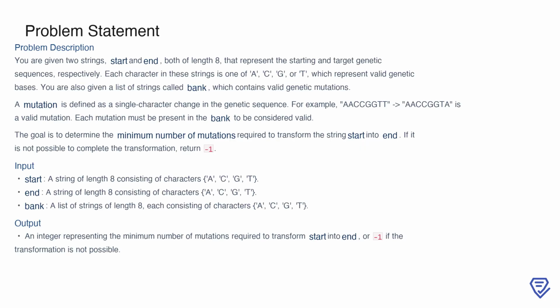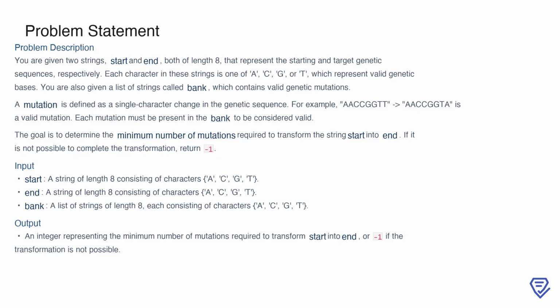In this problem, you are tasked with finding the minimum number of genetic mutations needed to transform a starting sequence into a target sequence. These sequences are represented as strings of length 8, where each character can be one of A, C, G, or T. These characters represent genetic bases. Along with the starting and target sequences, you are given a bank of valid genetic mutations. A mutation is defined as a single character change in the genetic sequence, and for a mutation to be valid, the resulting sequence must exist in the given bank.